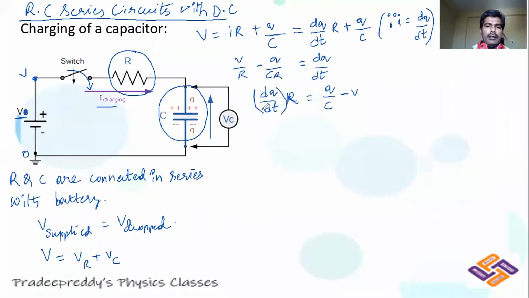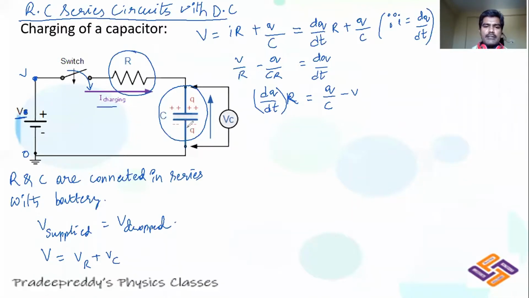And this is what happens when you are connecting a battery to a resistor and capacitor: the capacitor gets charged and current flows through the circuit till the capacitor is charged. Once the capacitor is completely charged, there will be no current flowing in the circuit. As a result, it is treated as an open circuit. That's what you need to remember here.